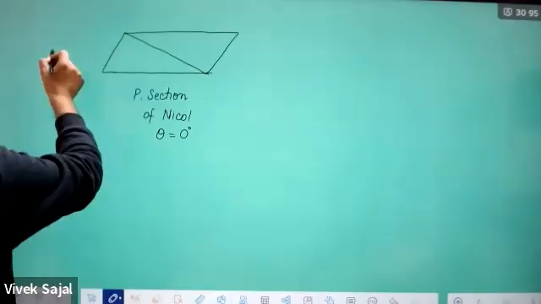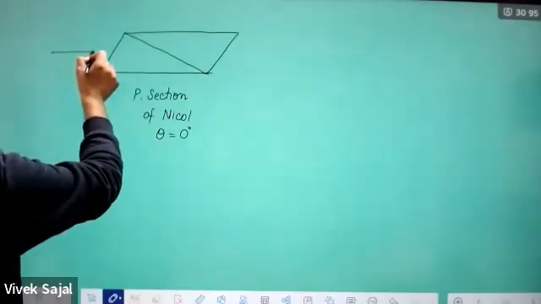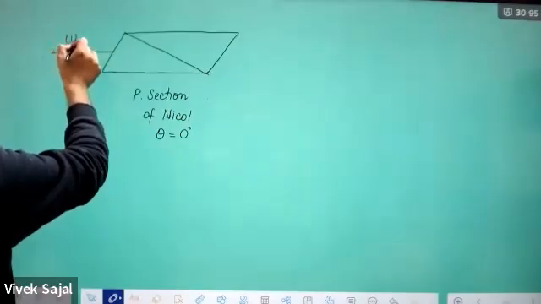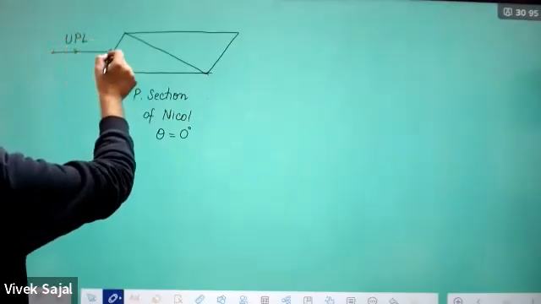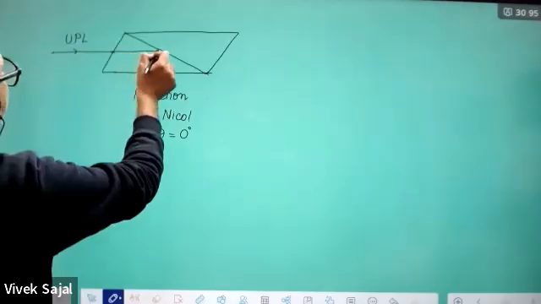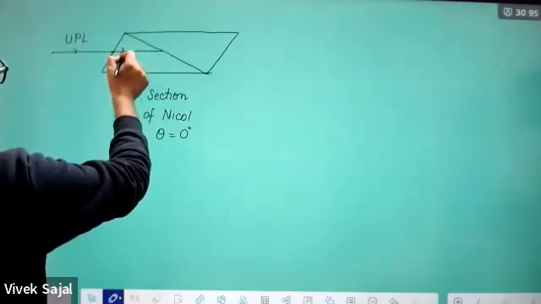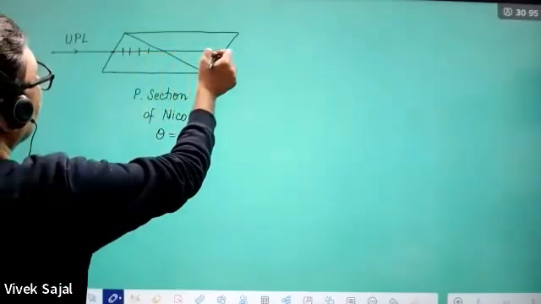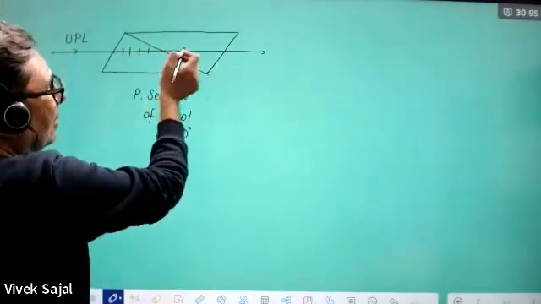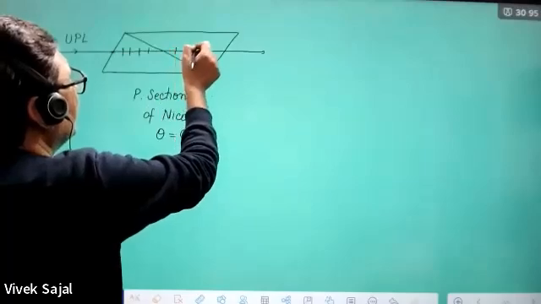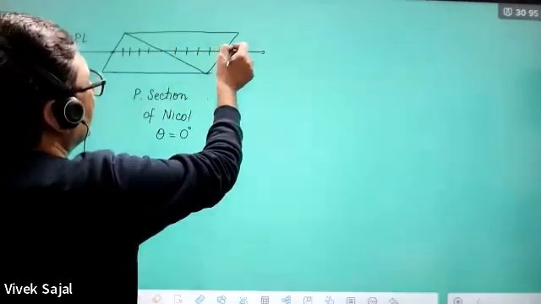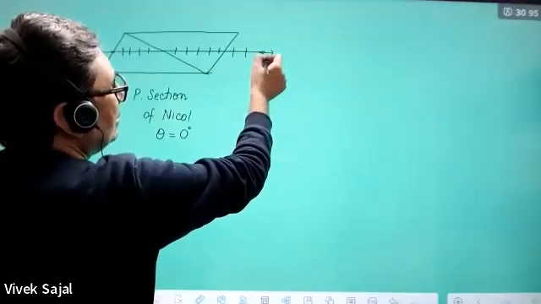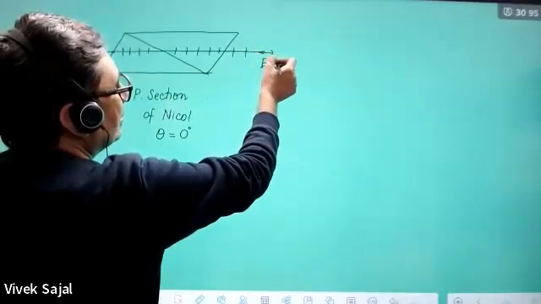Now, unpolarized light is incident over it. From here, this is the E ray. It will pass through it and move like this. Angles will be there, but I'm just showing it like this. So what you are getting here is the E ray.